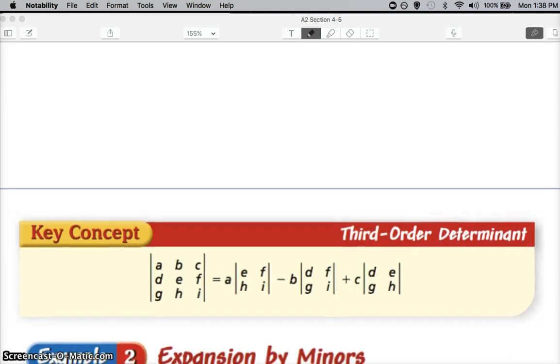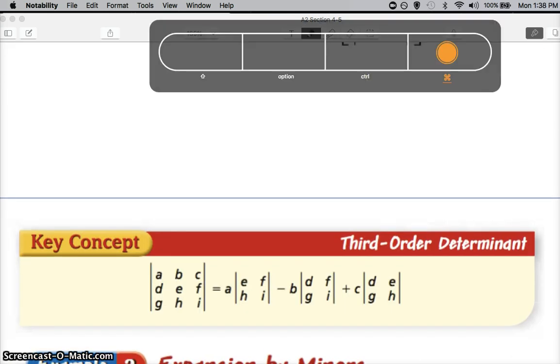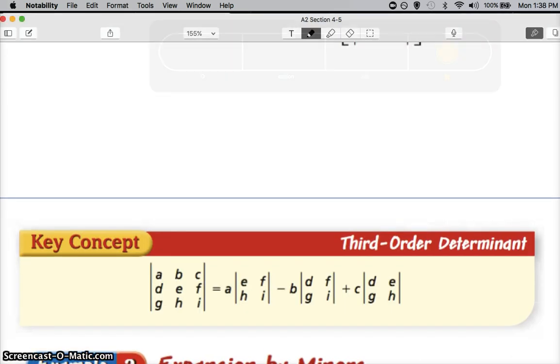If you notice, let me come back down here real quick. If you notice A, if you cross out the row and the column that A belongs to, you'll get the minor E, F, H, I. If you cross out the row and the column that B belongs to, you'll get what's left, D, F, G, I. If you cross out again the row and column that C belongs to, you get D, E, G, H.